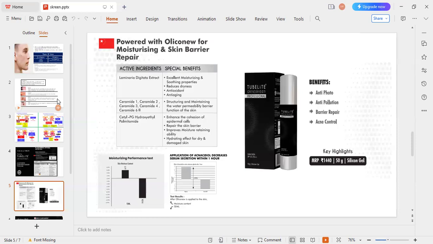So along with acnesidol, along with the ingredients for ultraviolet radiation protection, this product also has ingredients like OleoQ for excellent moisturizing and skin barrier repair. So TUBELiTE AkneSkreen overall gives the benefits of anti-photoaging, anti-pollution, barrier repair, and acne control. So this is all about TUBELiTE AkneSkreen.